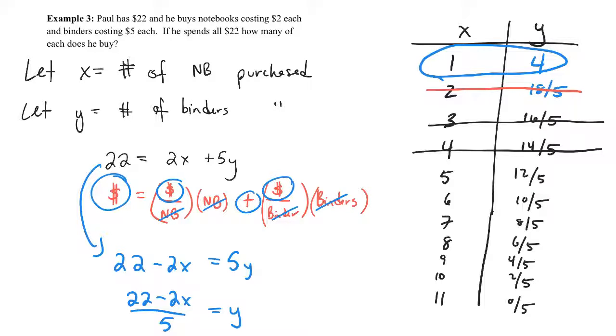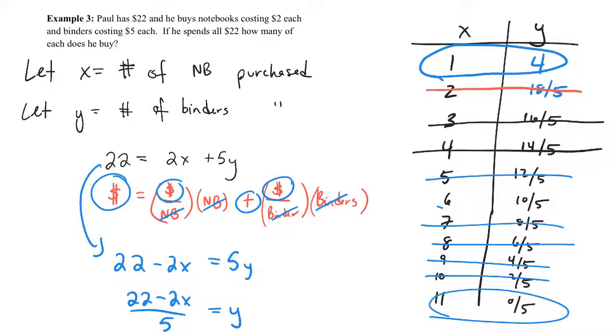So I cross off 12/5. That's not a whole number. 8/5 is not a whole number. 6/5 is not a whole number. 4/5 is not a whole number. 2/5 is not a whole number, but 0/5 is. And that was the one that Sam told us in the beginning, if you buy all 11 of them as notebooks. So let's circle our 3 answers.